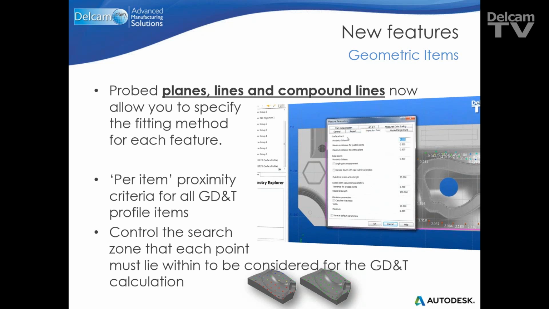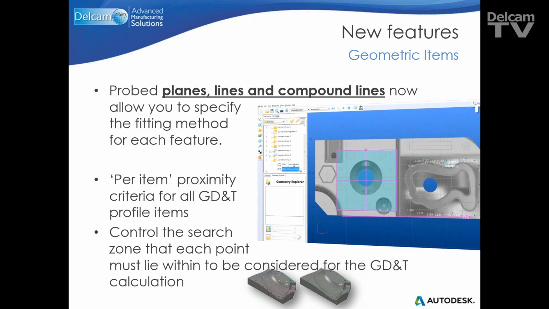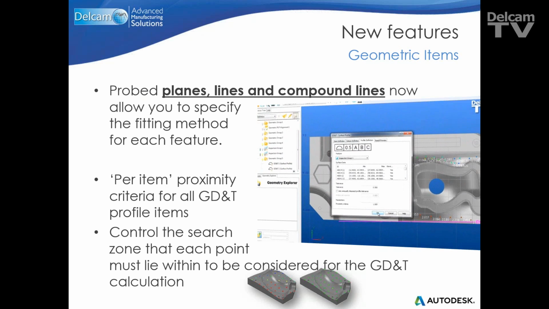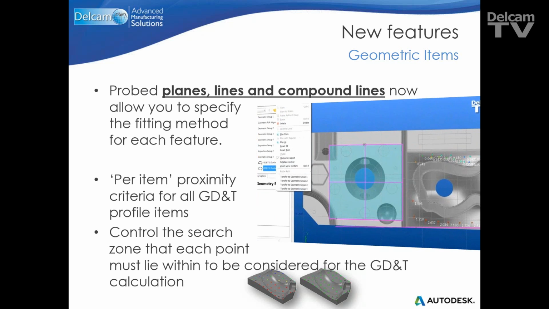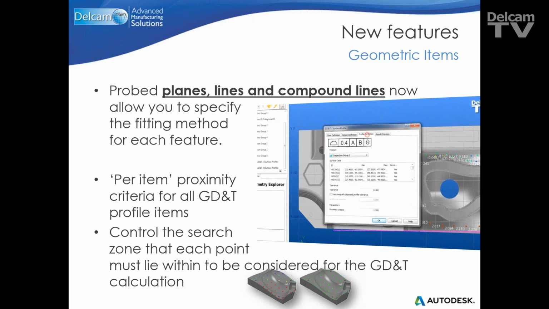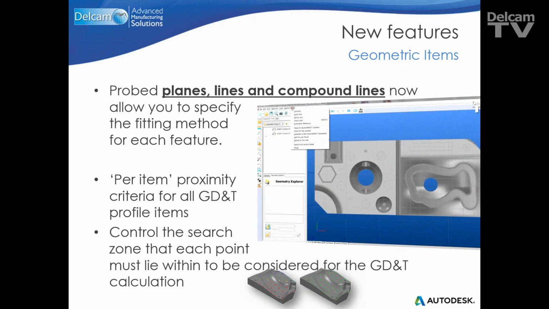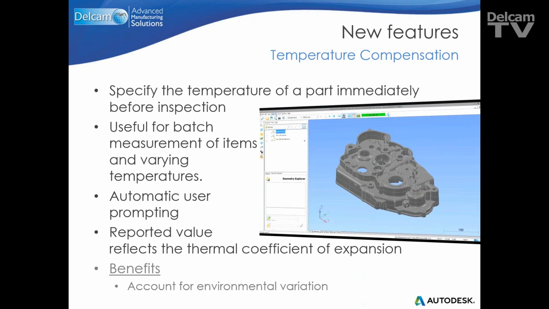Now, this GD and T surface profile enhancement isn't a sole addition in 2015 R2. It also complements some of the additions that we've made recently in the software, a series of enhancements which give you more control and visibility over the proximity criteria and allow you to control the number of points which are used in your GD and T surface profile calculation.